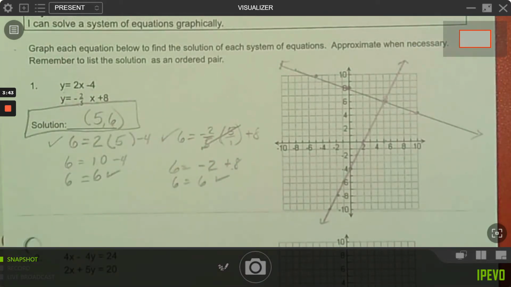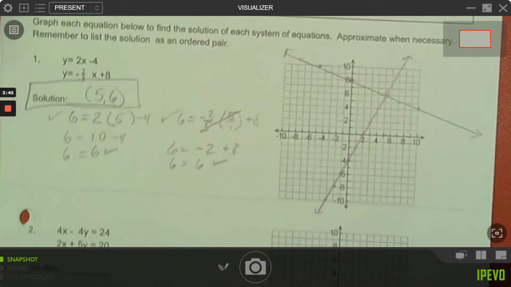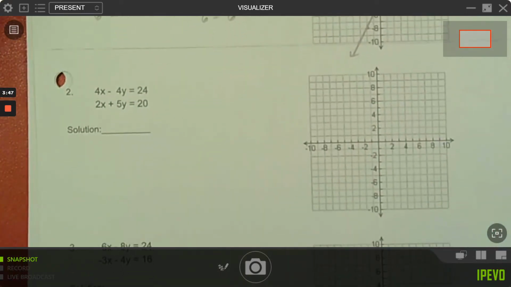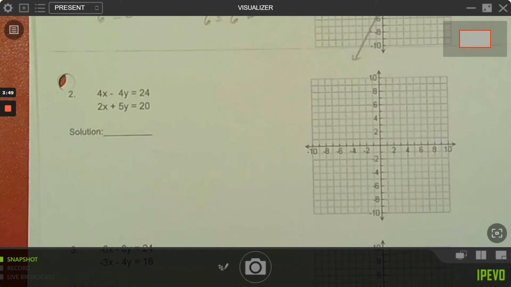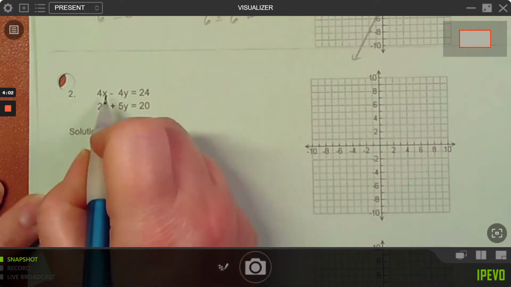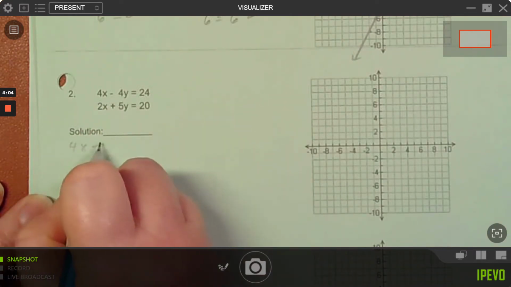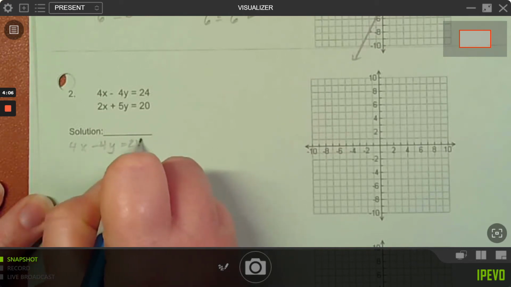Number 2. 4x minus 4y equals 24, and 2x plus 5y equals 20. So neither one of these equations is in slope-intercept form, so we're going to go ahead and put them both into slope-intercept form. So 4x minus 4y equals 24.